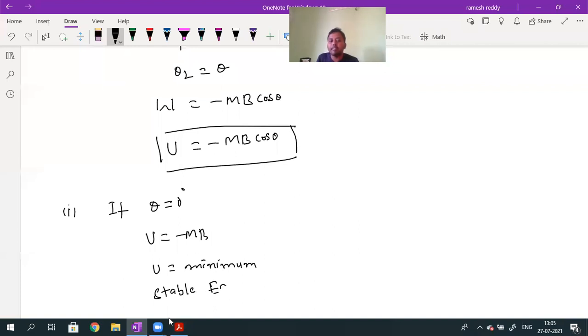What is the condition for stable equilibrium? For stable equilibrium, it should possess minimum potential energy. So the equilibrium will be stable.